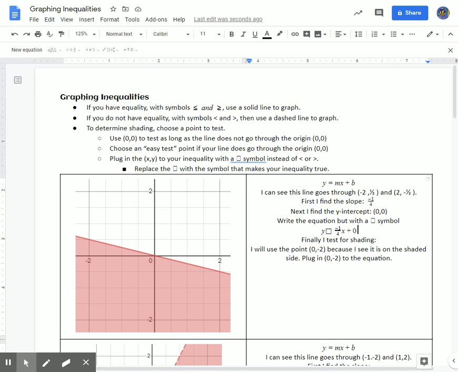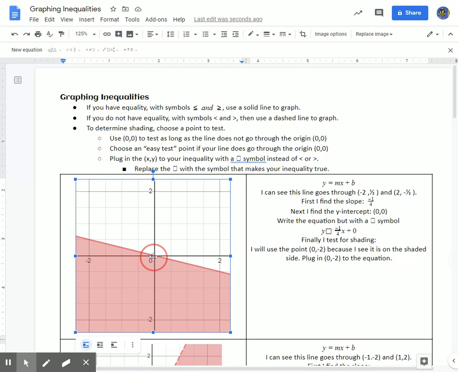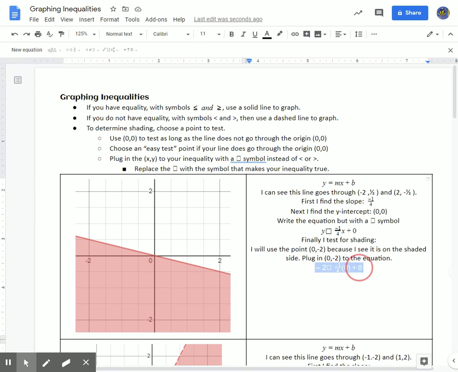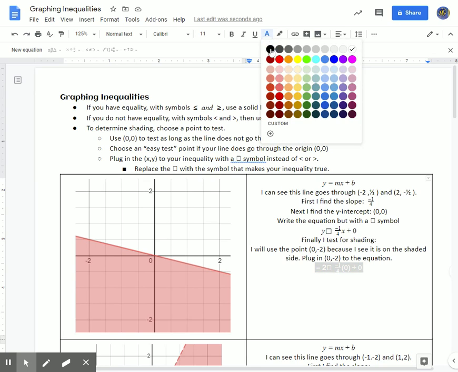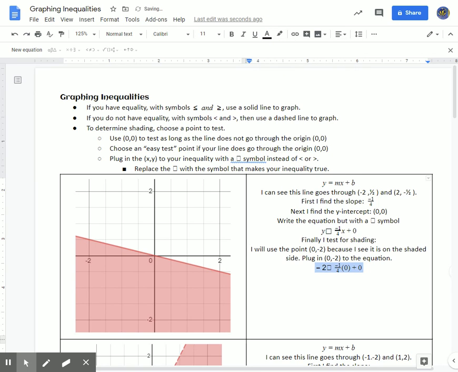So I need to test for shading. My favorite point, 0, 0, I can't use because the line actually goes through it. I am going to use this point right here, -2, 0. I can see it's definitely on the shaded side. So I want to plug in -2, 0 to my equation, and it's going to look like that. And I'm leaving this box symbol to let me decide what I need to do.